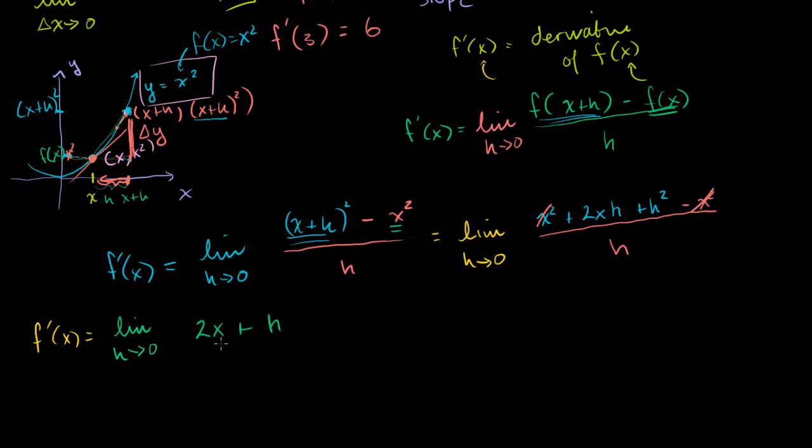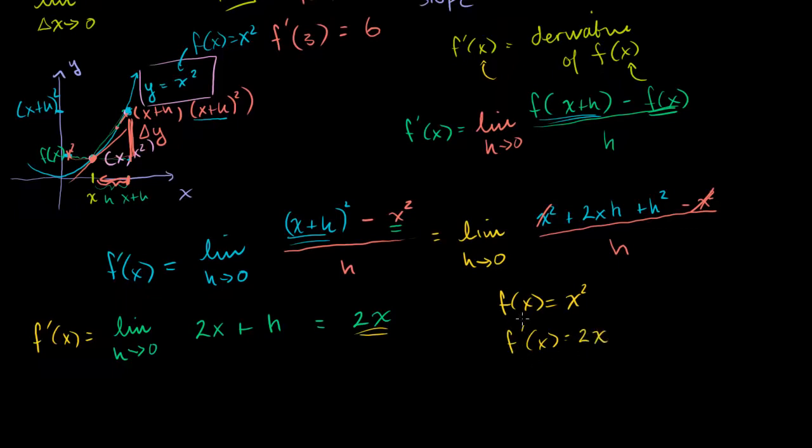So if you take the limit as h approaches 0 here, that's just going to disappear. So this is just going to be equal to 2x. So we just figured out that, and this is a big result, this is exciting, that if f of x is equal to x squared, f prime of x is equal to 2x. That's what we just figured out.